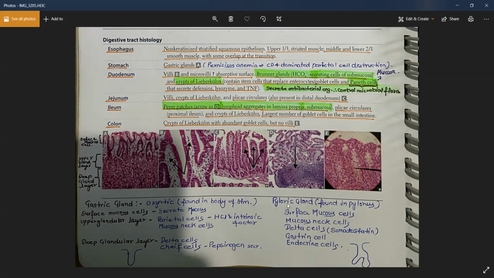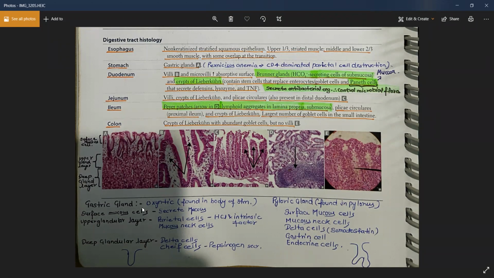So this is the pyloric gland. If you do the histology of a patient at the pyloric part, you will see these glands. Okay, they are very much branched ones. Not tubular, but very much branched. They will have the delta cells and the gastrin cells.